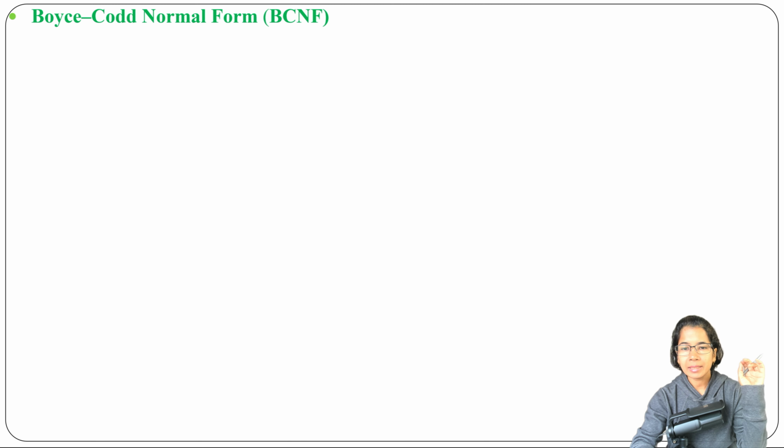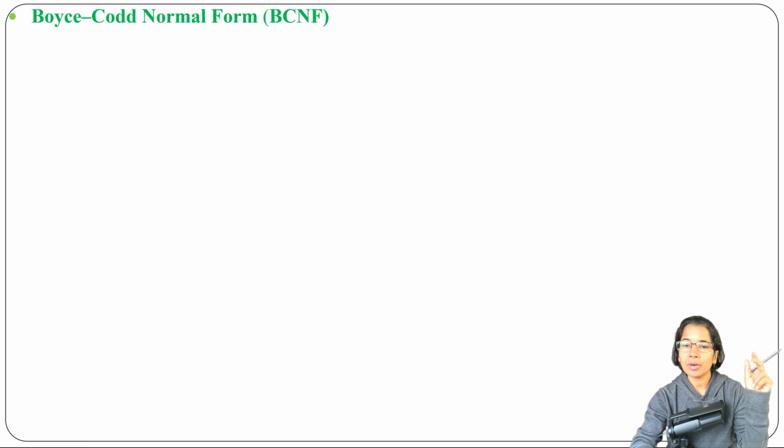Hey everyone, let's discuss BCNF. I already discussed 1NF, 2NF and 3NF. In 1NF, every attribute value should be atomic. In 2NF, there should not be any partial dependency. In 3NF, there should not be any transitive dependency.